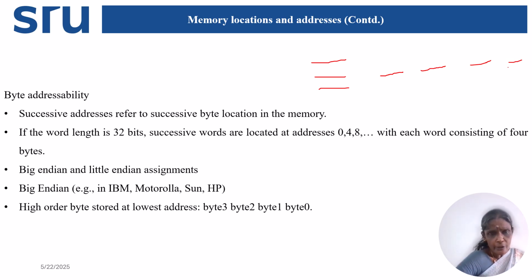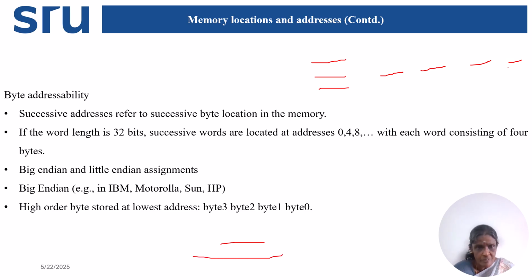Next one, there are two types of byte addressable memory locations. Number one, big endian and then little endian assignments. So big endian is used in IBM, Motorola, and HP, Hewlett Packard. A higher order byte is stored in the lowest address. That means byte 0, byte 1, byte 2, byte 3. So in the previous example I told you, GOOD means GOOD, otherwise DOOG, like that, in this direction or in this direction.